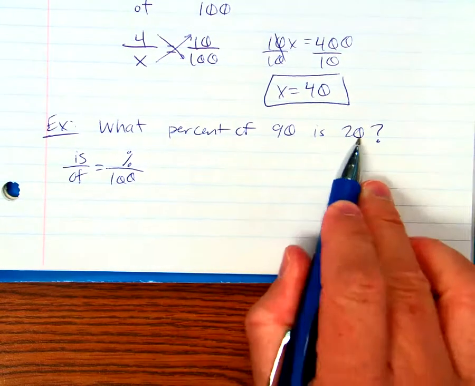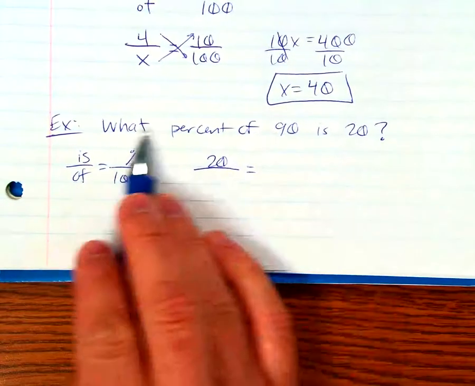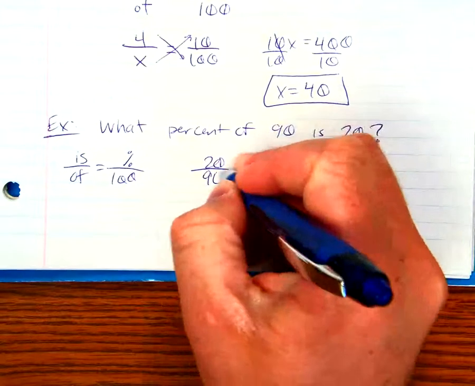Here I see the word is, 20. So 20 goes on top. Of, looking through there it is, of 90. 90 goes on the bottom.